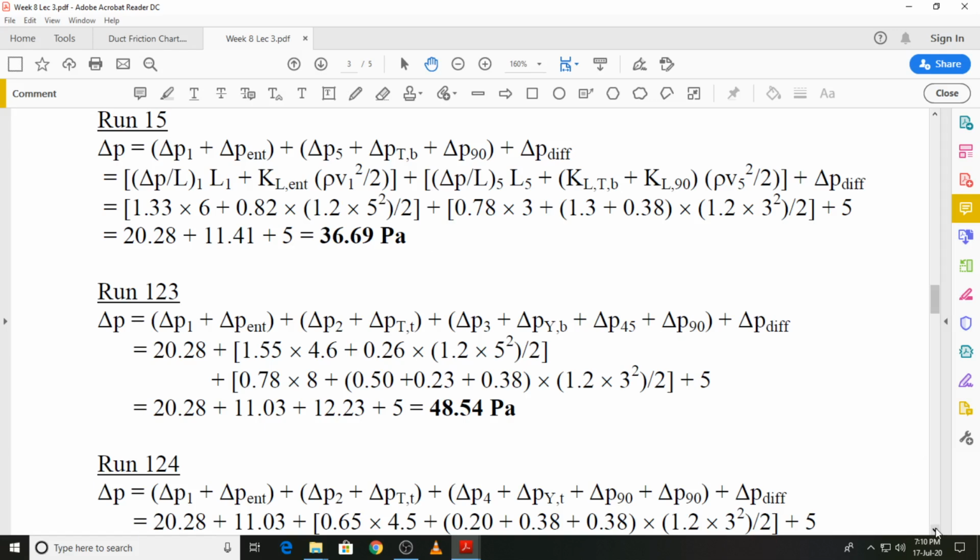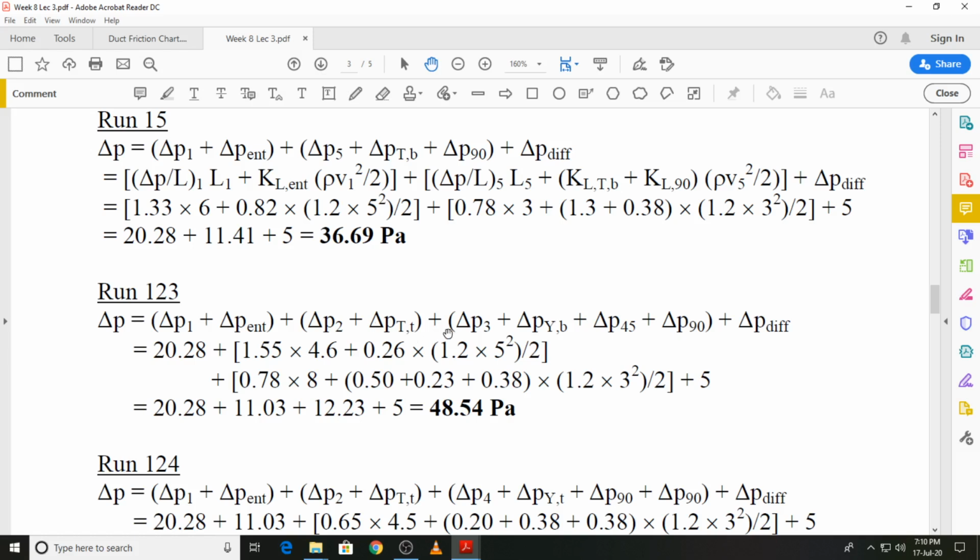After that we will move on to run 1, 2, 3, and in run 1, 2, 3 segment 1 remains as it is, that is delta P1 plus delta P entrance. But when we go to segment 2, we go from the T through into 2. So you can see the dynamic loss will be based on the loss coefficient T through, and then of course the frictional pressure drop due to the 4.6 meter length of segment 2.